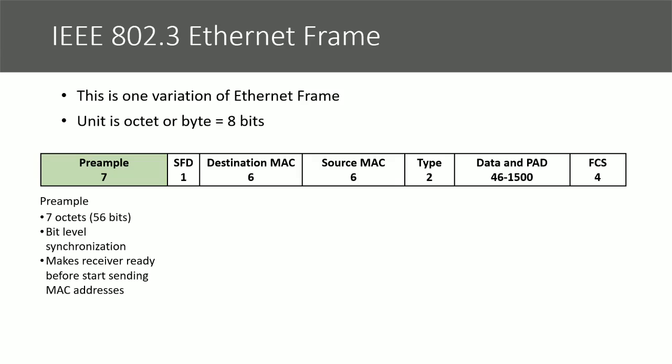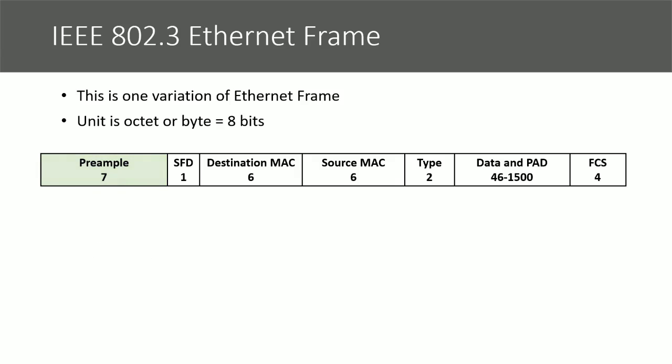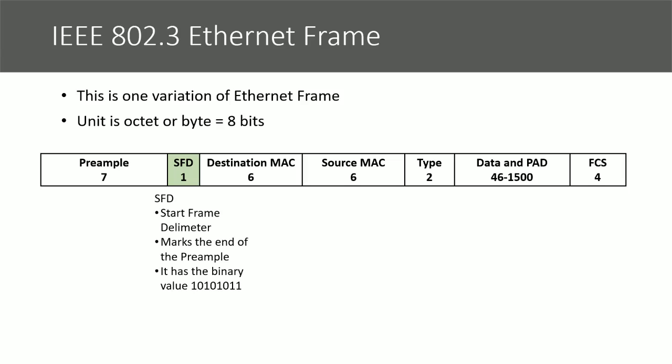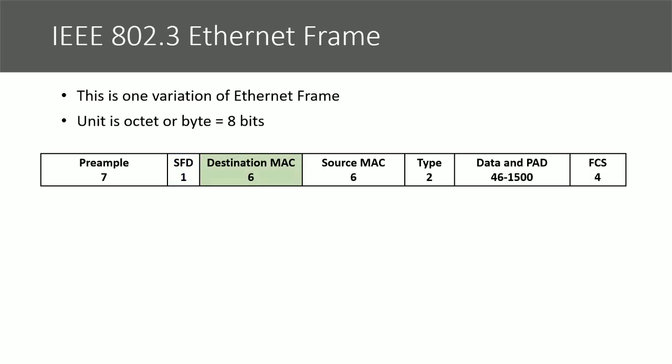Sometimes the preamble is not considered part of the frame, but it is sent before every frame to make sure that all stations are synchronized, their clocks start at the same time, and they know exactly the start and the end of each bit. After the preamble, we have the SFD, which is 1 byte or 1 octet. SFD stands for Start Frame Delimiter. It marks the end of the preamble and it has the binary value of 10101011. So when the receiver sees this value, it knows that the next octet is the start of the destination MAC address. After the SFD, the actual Ethernet frame starts.